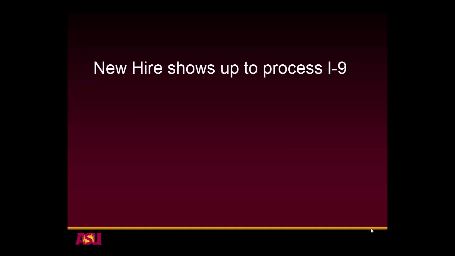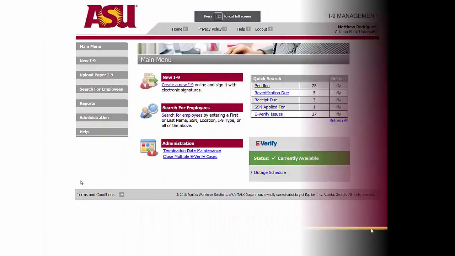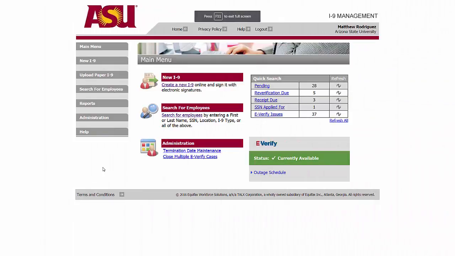If you have been watching the other videos, you should be aware that this process begins with new hires showing up at your location to have their I-9 processed. You will need to ask for documentation and locate the pending I-9 in the I-9 management system. Remember that the I-9 receipt will help, and if Section 1 has not been completed, you should provide resources for the employee to do that.